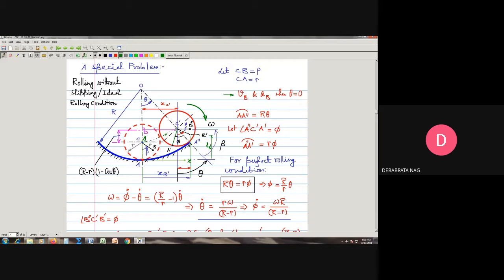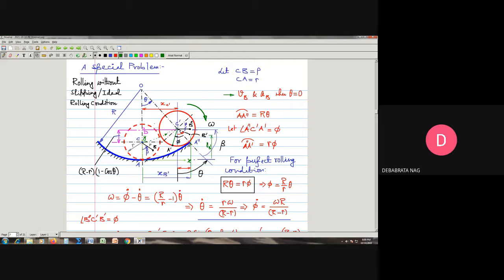The displacement along the translational component and the displacement due to the rotational component must be equal for the point of contact. This point is the point of contact. And this is the desired thing. And from here we can write phi equal to capital R by small r into theta.